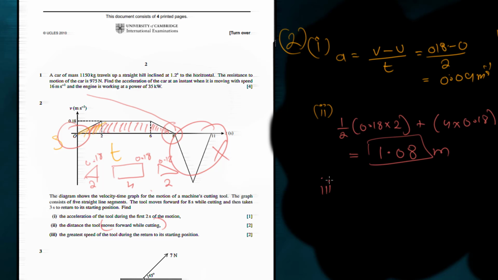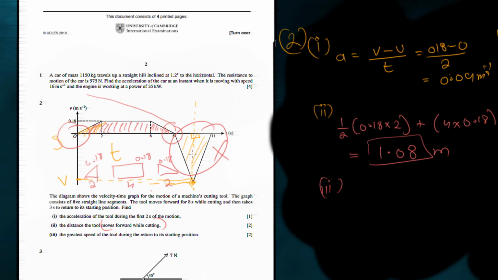Part number 3. The greatest speed of the tool during the return to its position. Now, this is a tricky question. You have to understand that in this return journey, there are 2 parts. If you draw a straight line, you can cut it into 2 right angle triangles. So for the greatest speed of the tool during the return journey, they basically want us to find the height of the triangle, and if we can find the height of the triangle, we can find the greatest speed. So we can set up an equation to find the distance of the triangle, if we can find this distance, which we know is 1.08, because this is a return journey.